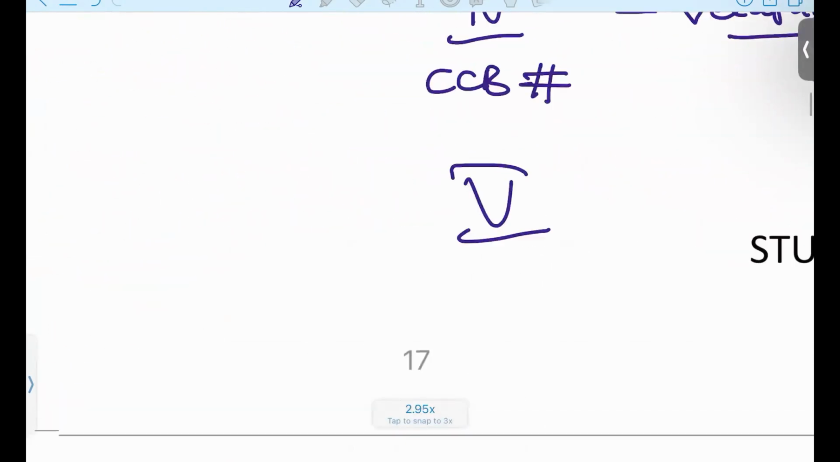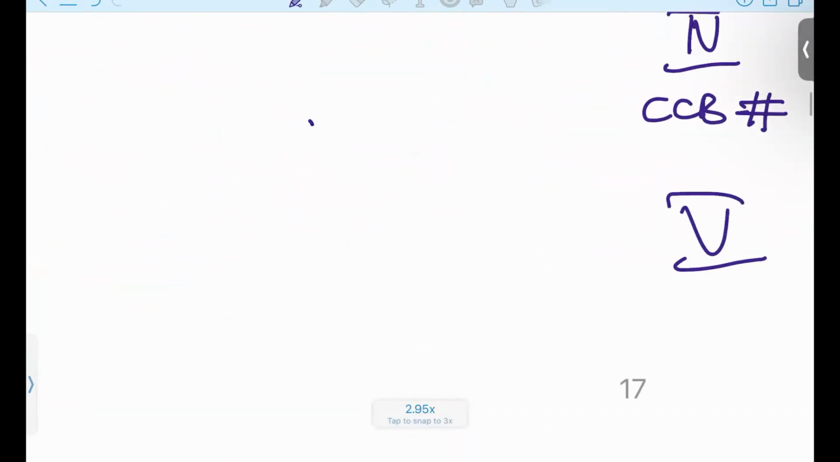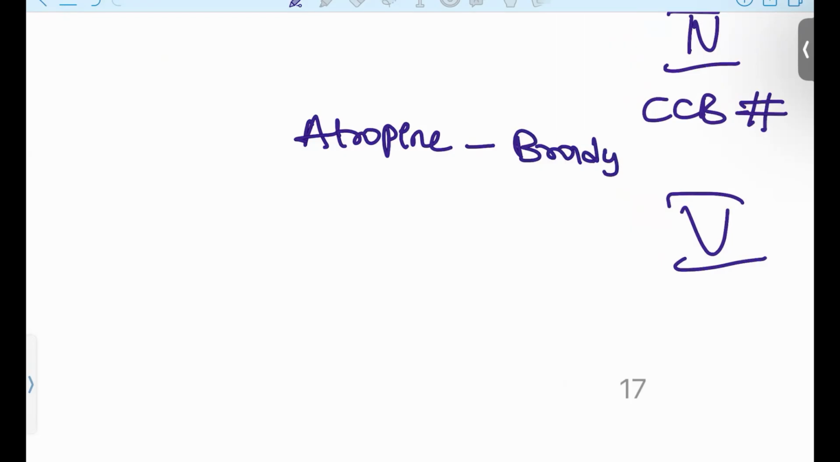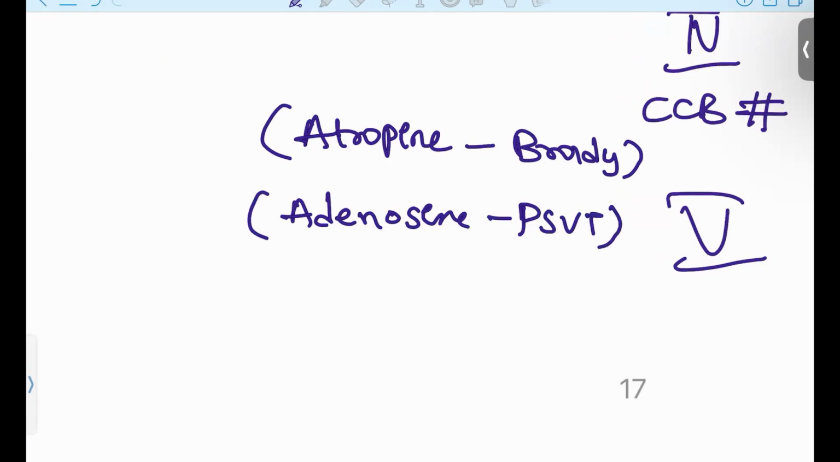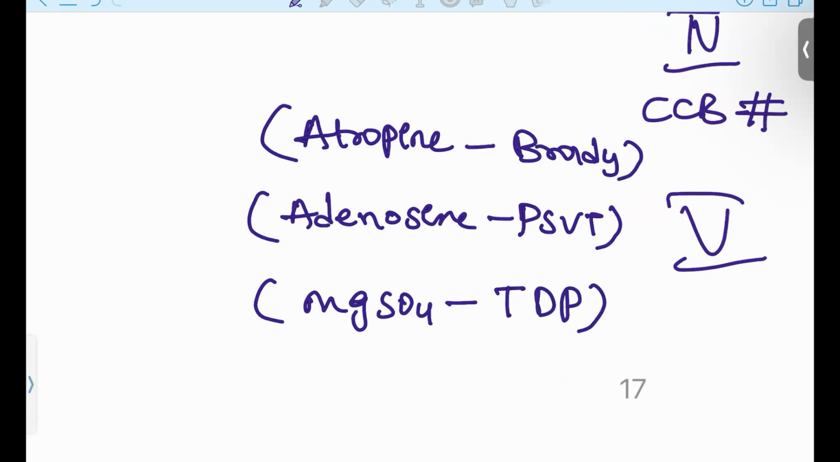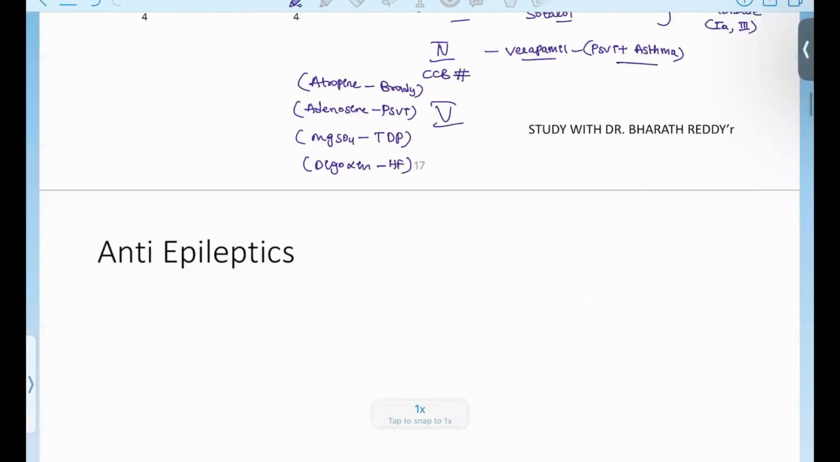And the fifth classification, as I said, is the miscellaneous drugs such as atropine. Atropine is given for which patients, guys? Those who are suffering from bradycardia. Okay, Brady patients we can give. And another one, adenosine. Adenosine is the drug of choice for PSVT. And MgSO4: IV MgSO4 is given for torsades de pointes patients. And the last drug is your digoxin. Digoxin is given for heart failure plus arrhythmia patients. Okay, these are the drugs given in the fifth classification, the miscellaneous drugs.